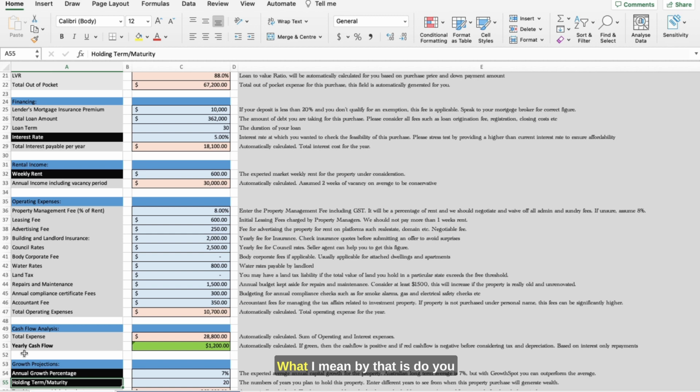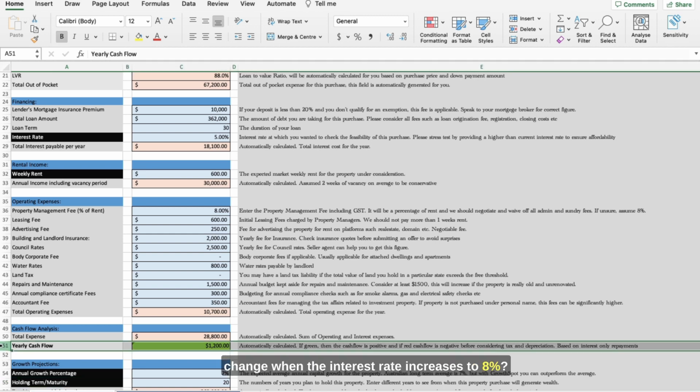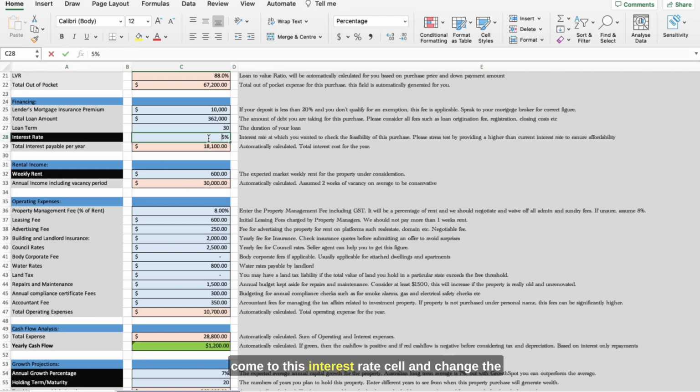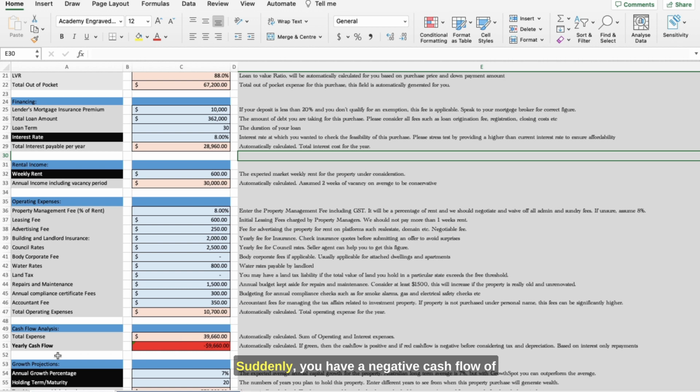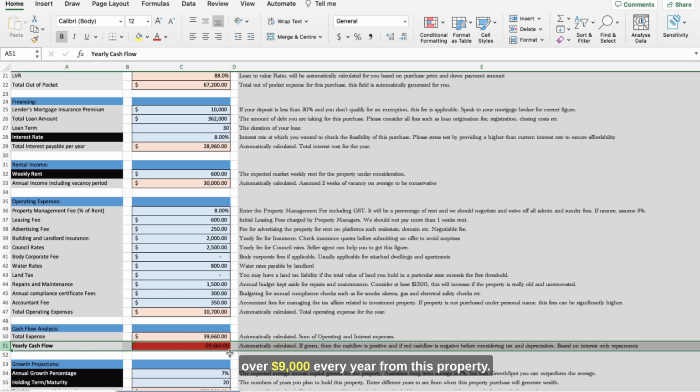What I mean by that is, do you want to see how your cash flow projections change when the interest rate increases to 8%? In that case, all you have to do is come to this interest rate cell and change the value in this cell from 5% to 8%. Suddenly, you have a negative cash flow of over $9,000 every year from this property.